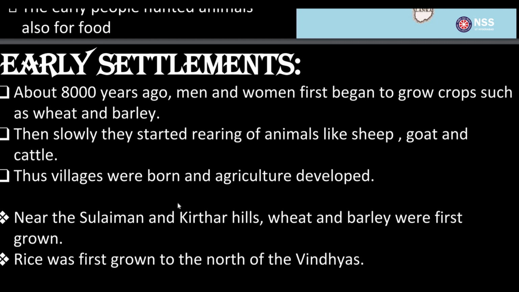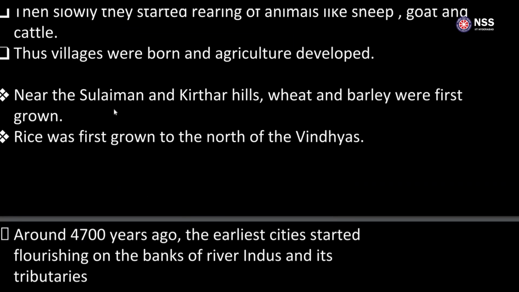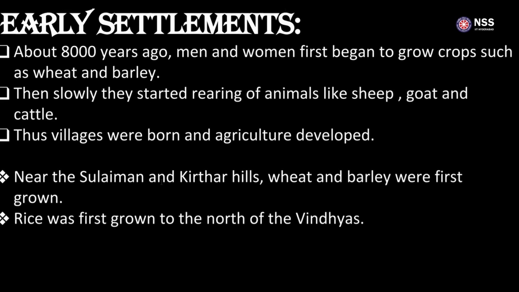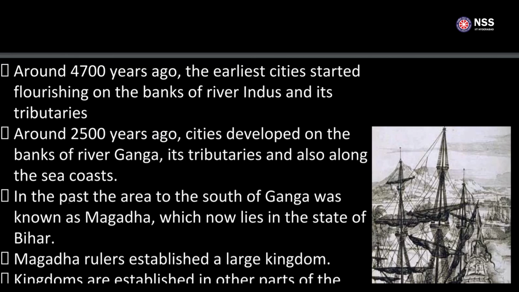They started doing agriculture, and then near the Sulaiman and Kirtar hills, wheat and barley were first grown. So they would ask you what were the hills where barley was first grown. Then you must say it's Sulaiman and Kirtar hills. So later you can look into the map of India, the physical map, and then you can point out where Sulaiman and Kirtar hills lie. And then rice was first grown in the north of Vindhyas. You have Vindhya ranges, right? So there the rice was first grown over there in the Vindhyas.